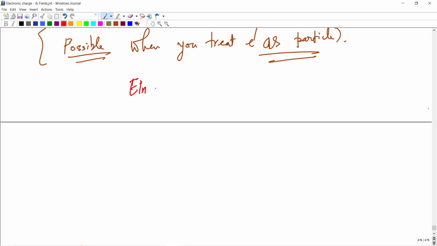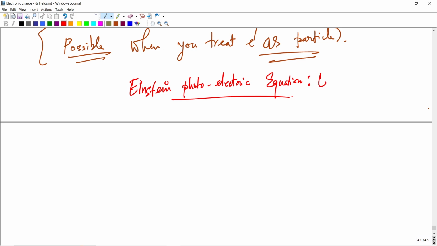The famous Einstein photoelectric equation, or the energy quantum of radiation.